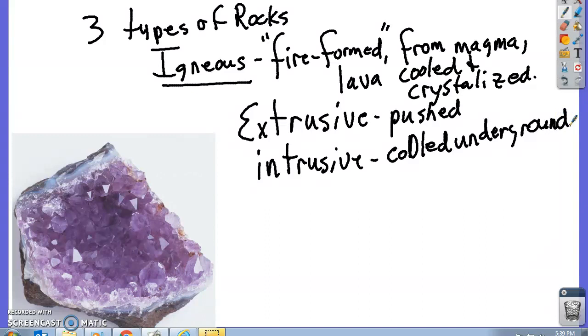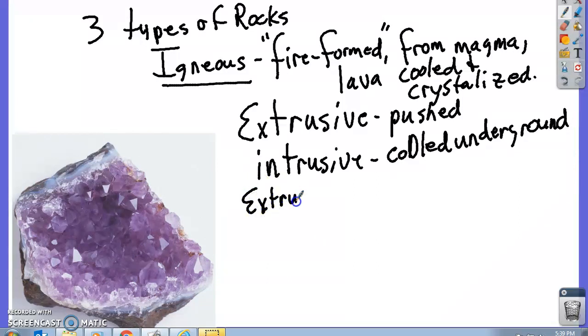Extrusive or intrusive. Extrusive, not surprisingly, tend to cool down faster in the air, and therefore they tend to have small crystals. Intrusive very often cool very slowly under the ground, and so they very often will have large crystals that can be seen with the naked eye. All right.